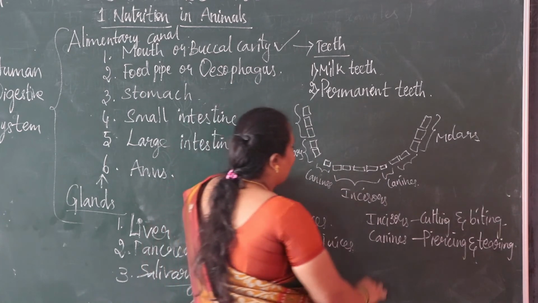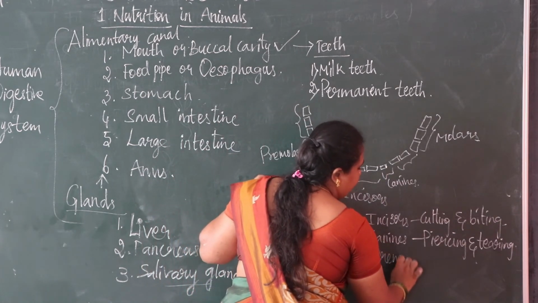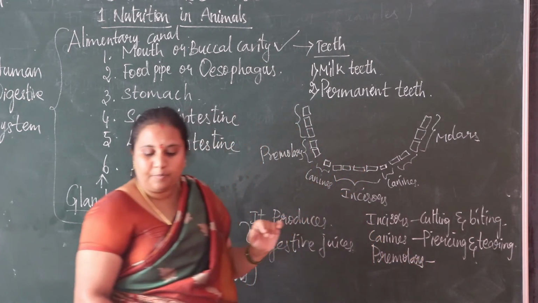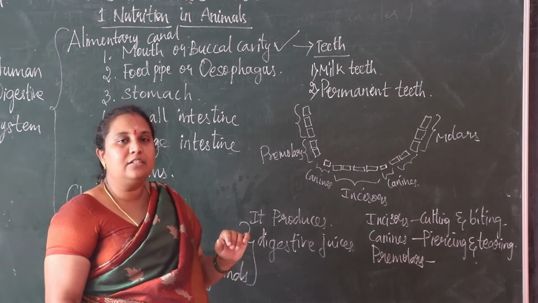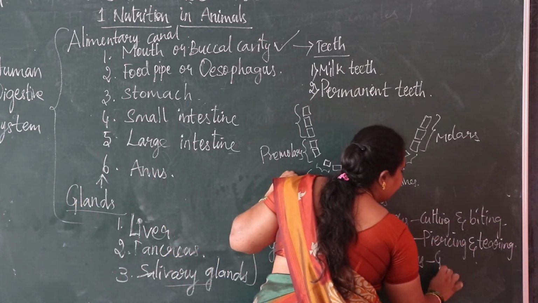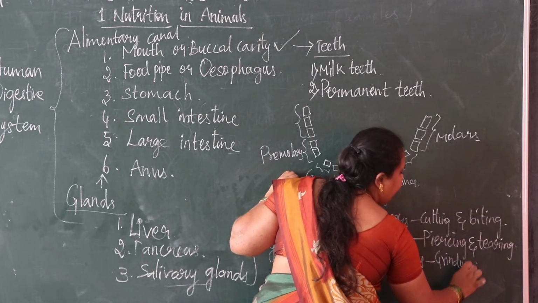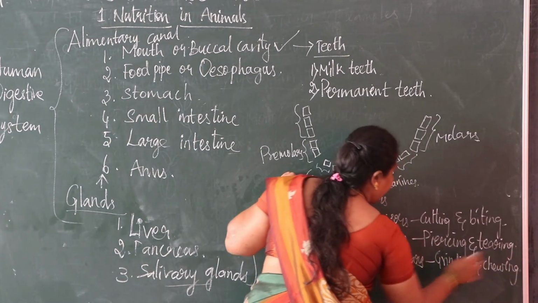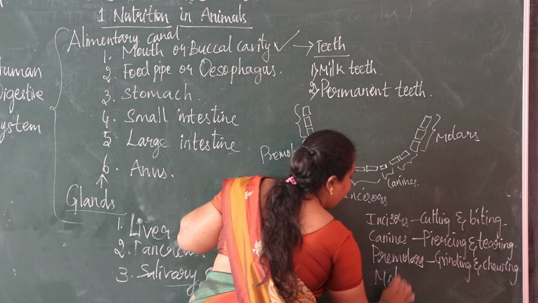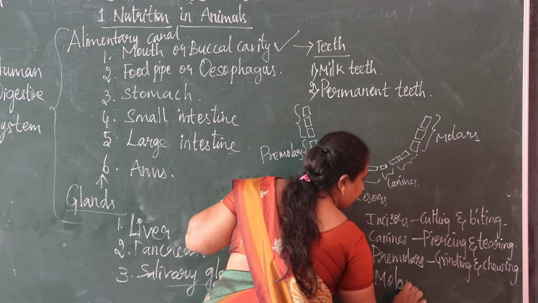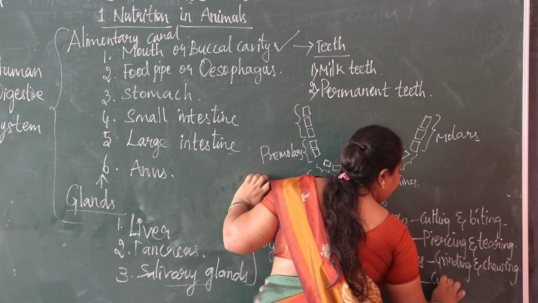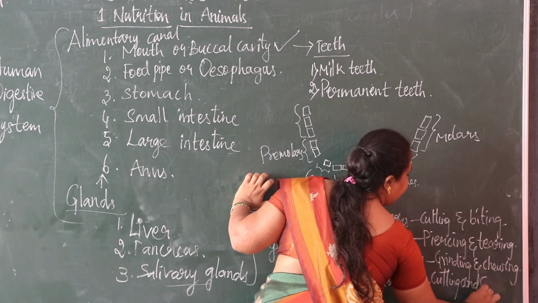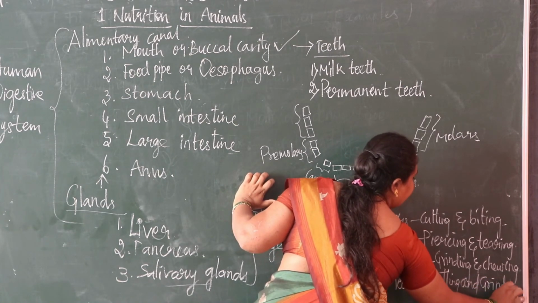And then premolars. Premolars we can say are grinding and chewing teeth. Then molars are cutting and grinding teeth.